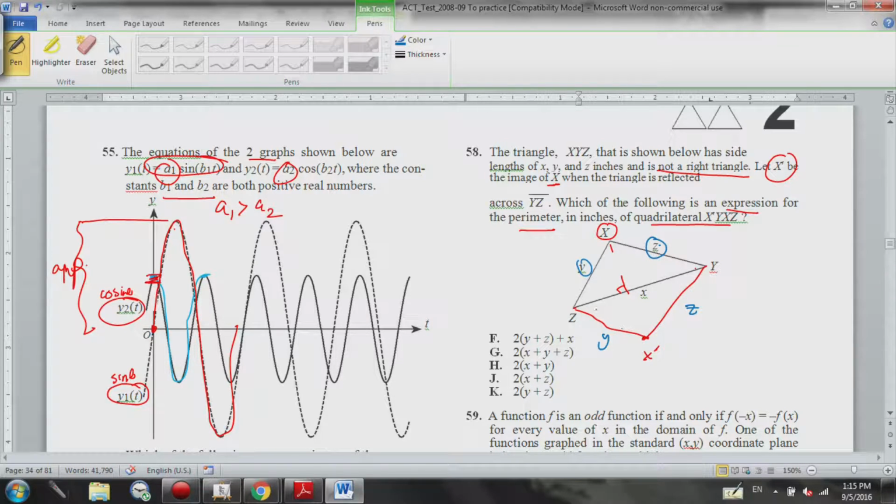So the perimeter is going to be this plus this plus this plus this. So y plus y plus z plus z. That's 2y plus 2z. Now look at the choices. That's not given. Factor out a 2, I get 2 times the quantity y plus z, like that. That's the perimeter of the quadrilateral.